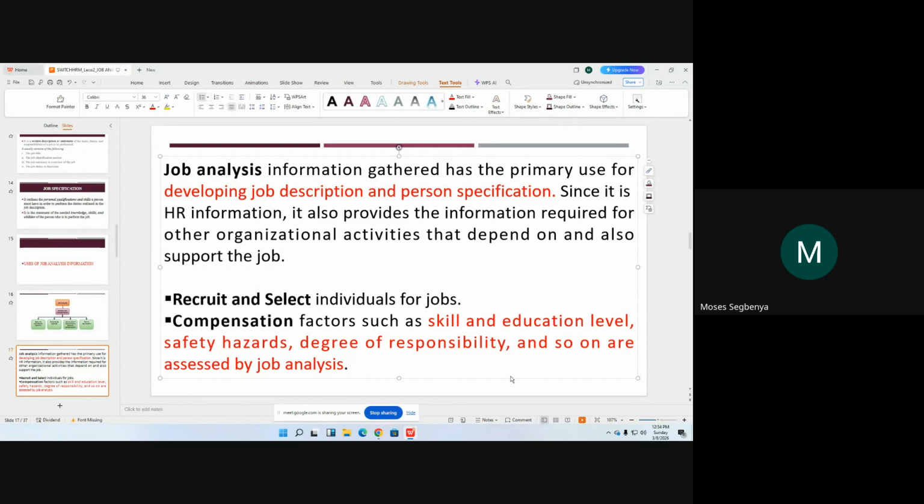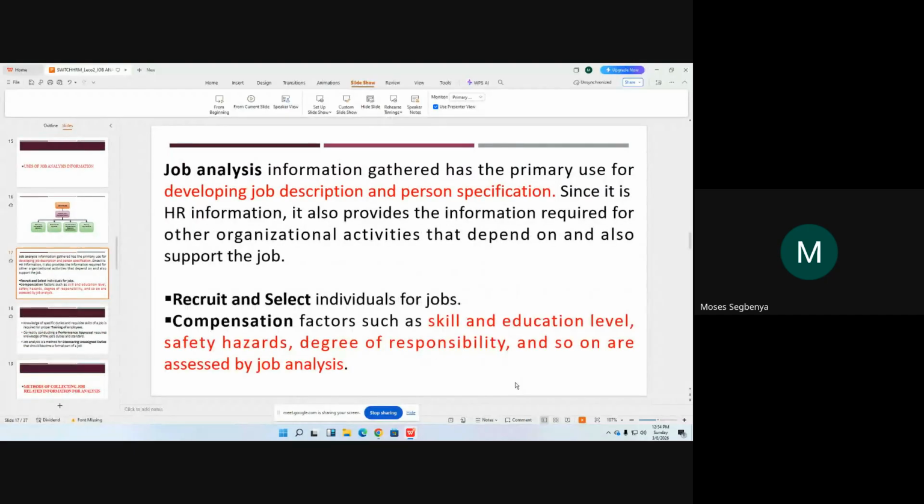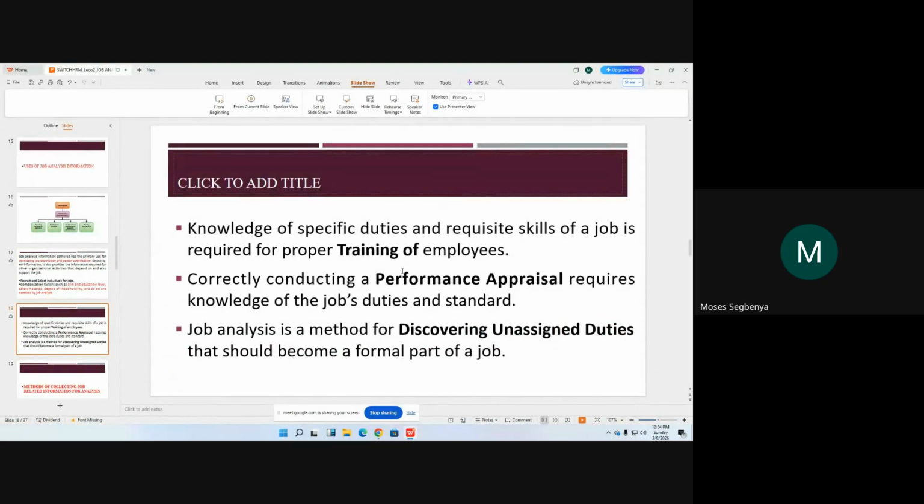You can also talk about training. That is another importance of job analysis information. That is to say that if you have done your job analysis well, you know the skill and competence everybody coming on board should have.